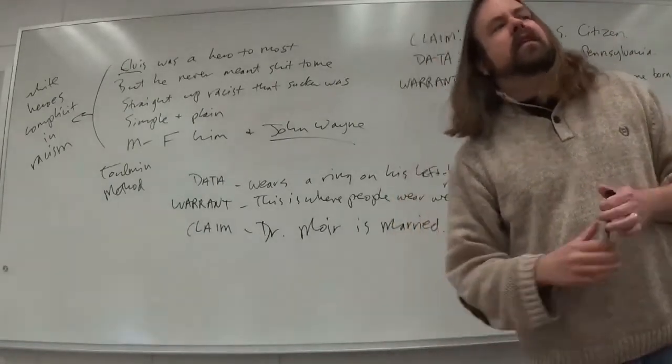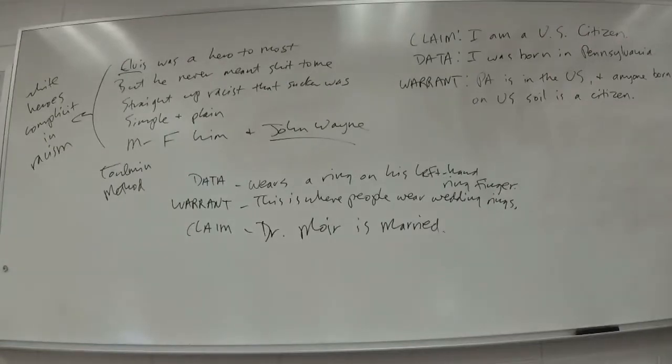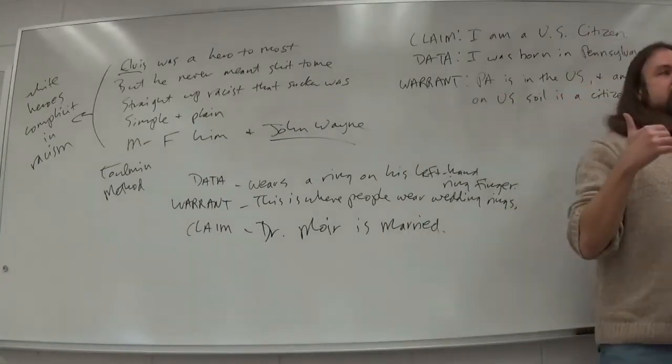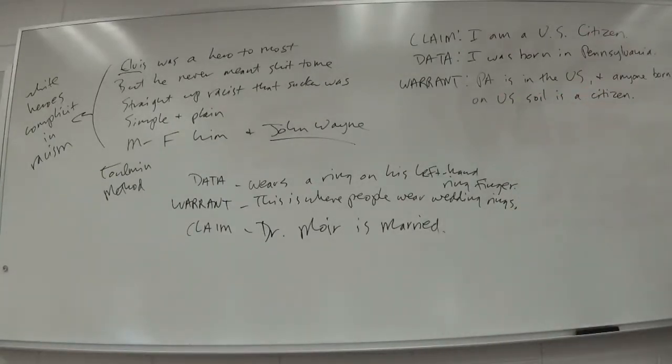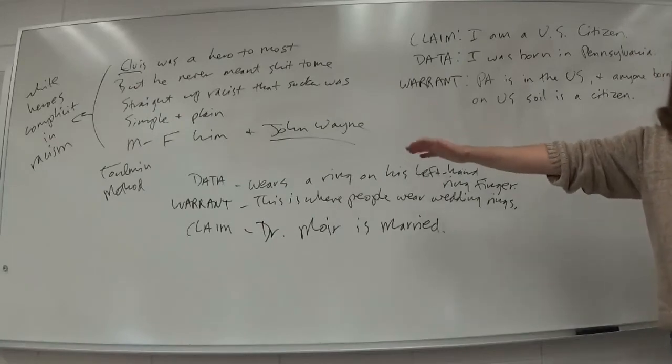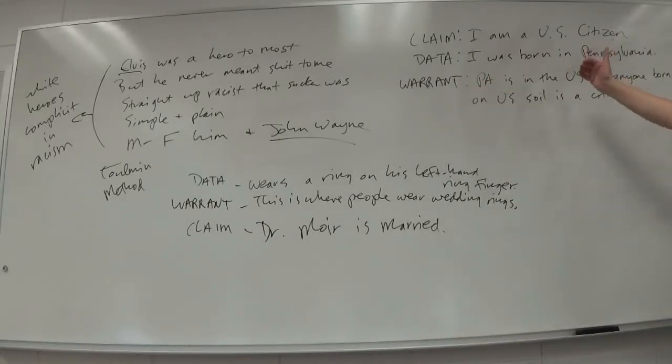The data has to be the thing that actually backs up your claim. So usually that's going to be the specific observation, right, or the specific piece of information. And most claims are going to need more than one piece of data to really back them up. I've just used here a couple of very simple examples to show you how this works, right? Is that a question or are you just stretching? Just stretching, okay.